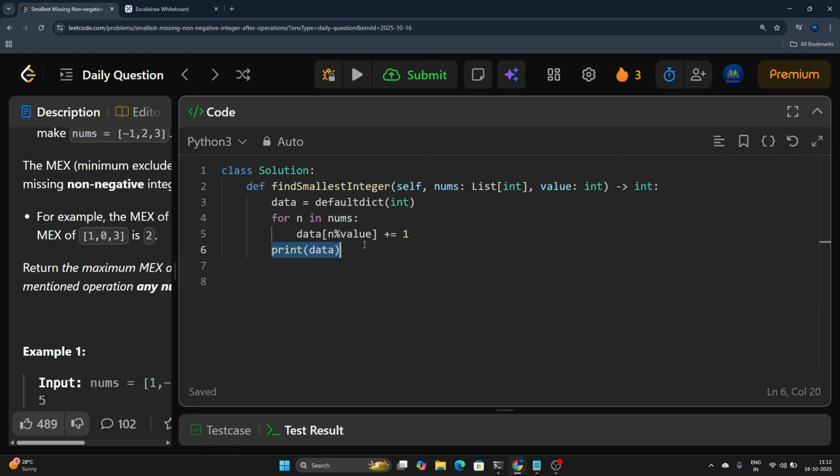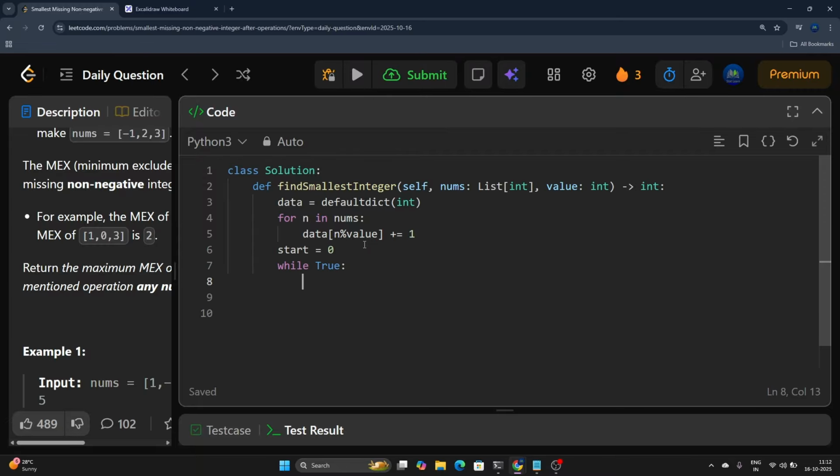So for this, we can simply say our starting answer is 0. And we can say while true. Just keep on running the loop because we are going to get the answer. We can say if the data of start mod value, if this mod value in your data, its frequency is more than 0, just reduce its frequency. It's like we are using this particular data. So we can say data of start mod value minus equal to 1. Else you can just return the value of start, because start is the answer we have. That's the maximum MEX we have.